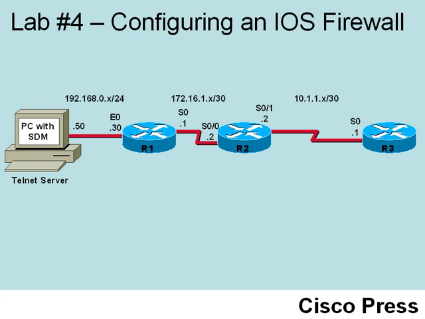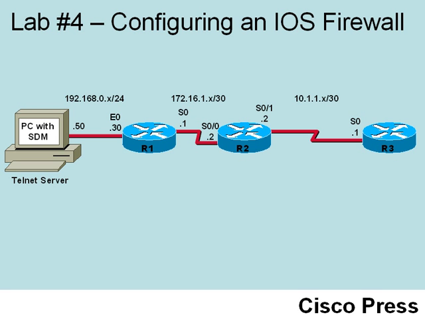In this topology, we consider this PC that we're going to be configuring SDM from, router R1, and the serial 0/0 interface of router R2 to be inside of the network. Then, to the right side of router R2, beginning with router R2's serial 0/1 interface and including router R3, we consider that to be outside of the network. So the firewall we're going to set up is going to be on interface serial 0/1 of router R2.